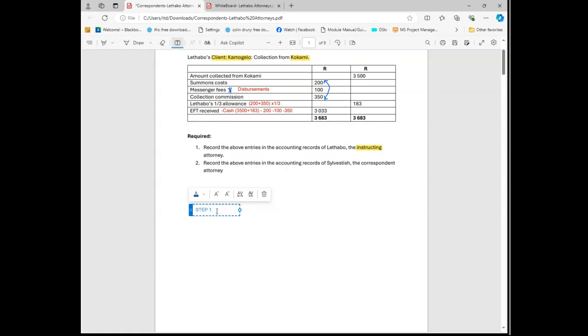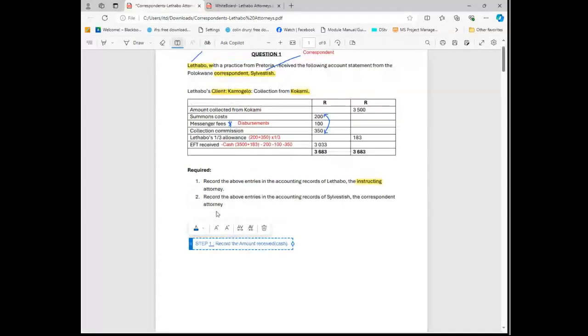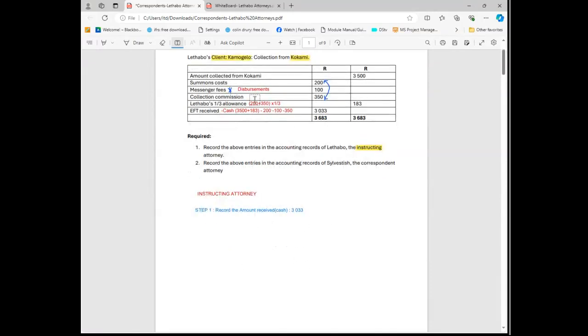So what do I do with step number 1? I will deal with the money that I receive. Just say records the amount received. Remember, the amount received is going to be the cash which we received. That's the first thing. So you must deal with the amount received. In this case, the amount received is how much? As you can see, it is 3,033. So you must first deal with this, the amount received.